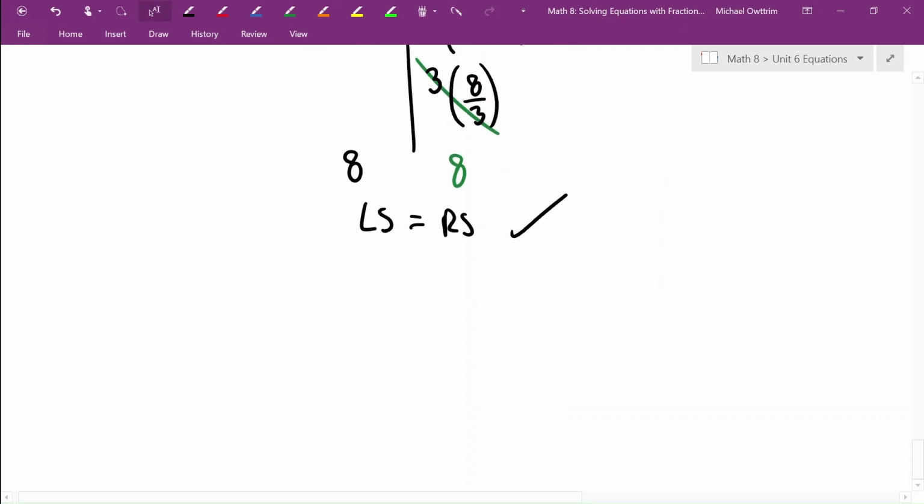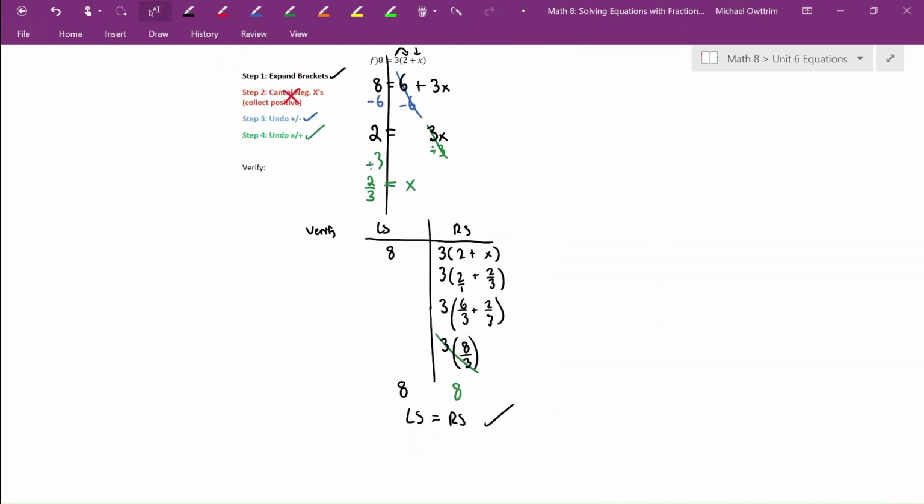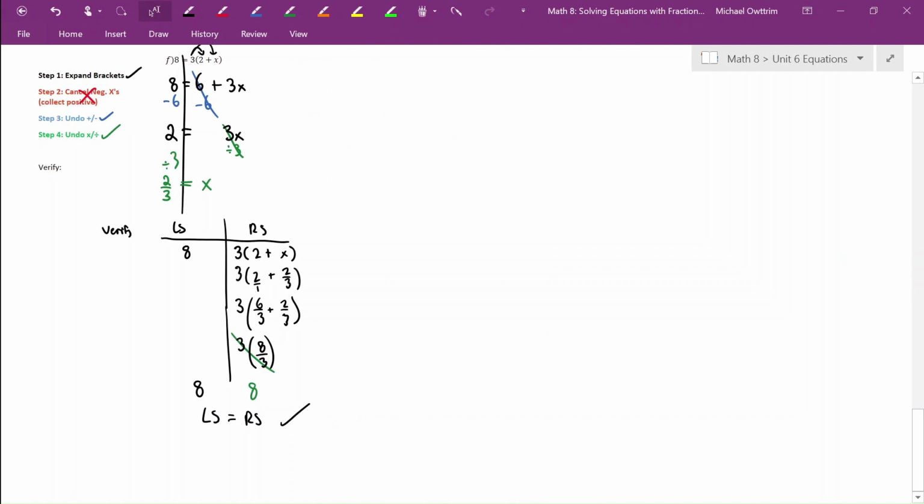So I hope that has helped you with some equations where we have fractions either in the equation or as our fractional answer for x.